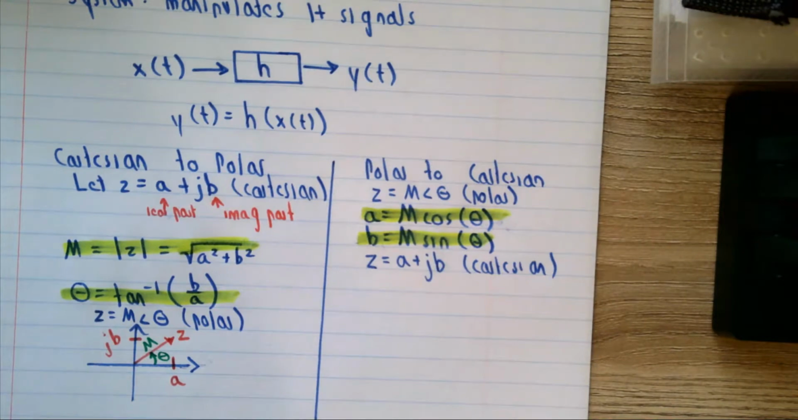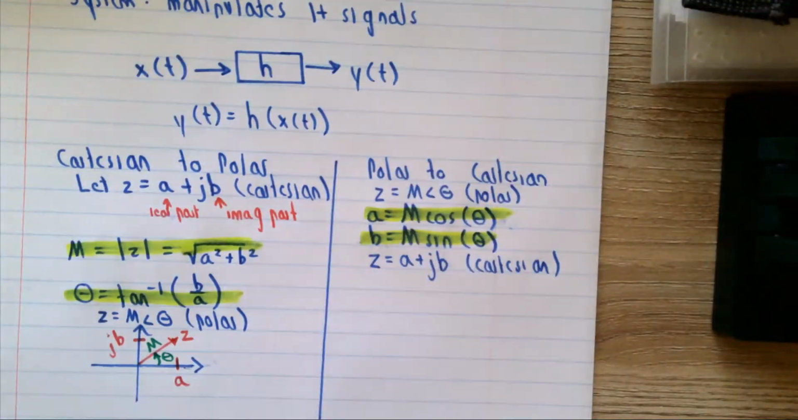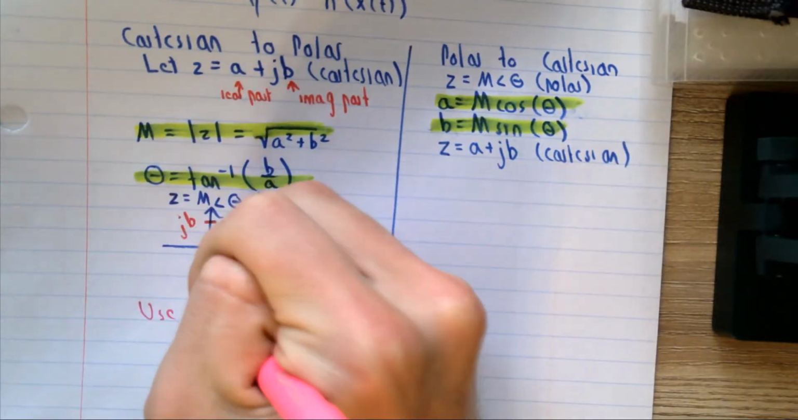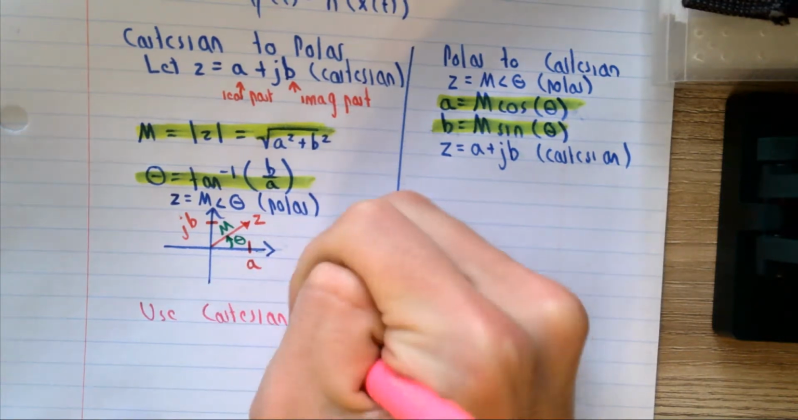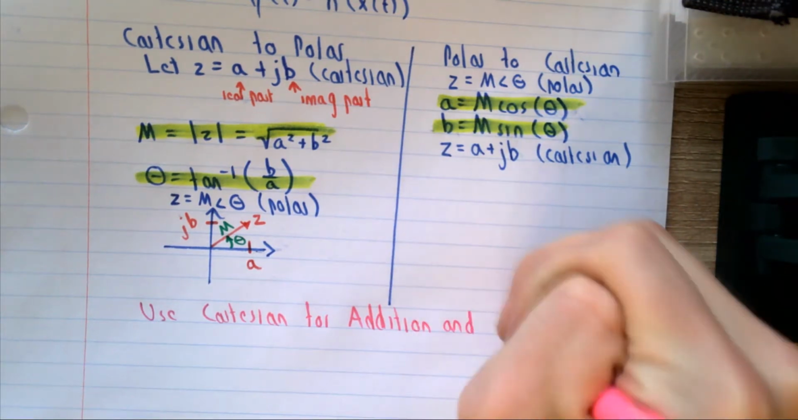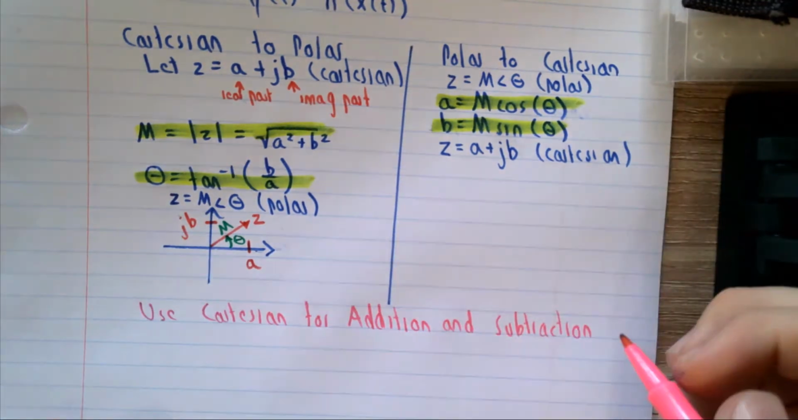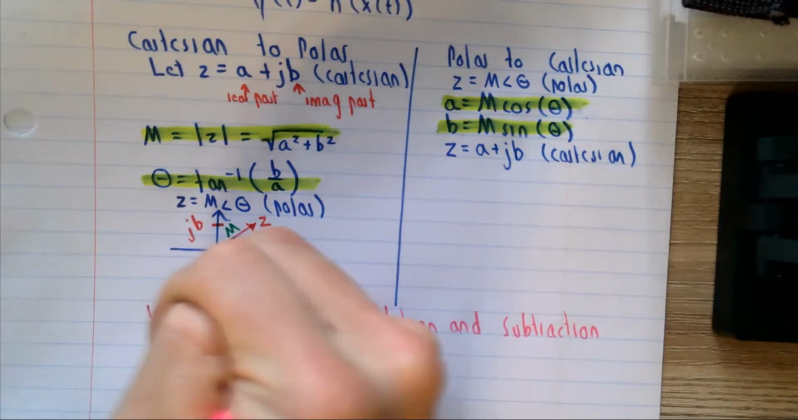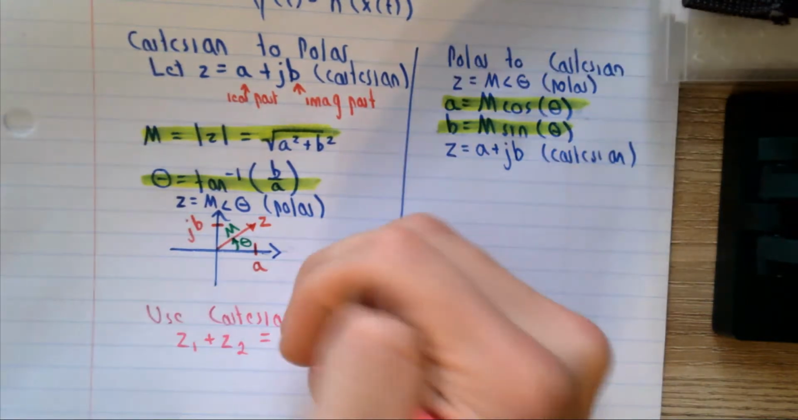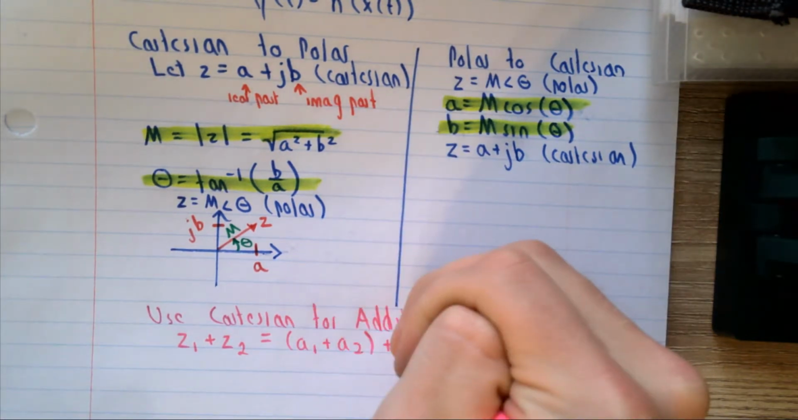So when we are working specifically with addition and subtraction, use Cartesian. What that is going to look like is, if we have two vectors and we want to add them together, we're going to add their real parts together. So that'll be a1 plus a2. And then we're going to add their imaginary parts together, b1 plus b2.